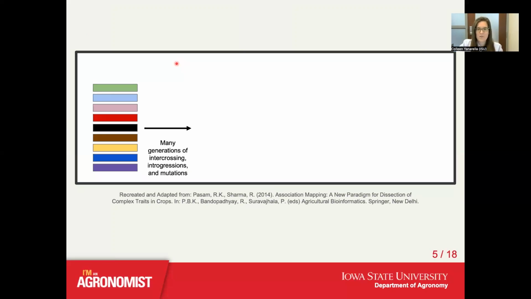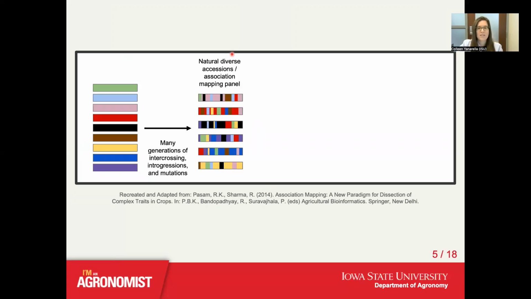The first thing we need is founder lines. And after many generations of intercrossing, we can get what's called a natural diverse accession or association mapping panel. And these have diverse genotypes. We plant these in the field and we do a process called phenotyping for our traits of interest. Over on the right, we have 3 rows of green plants and 3 rows of brown plants, which align to each of these accessions in our mapping panel.